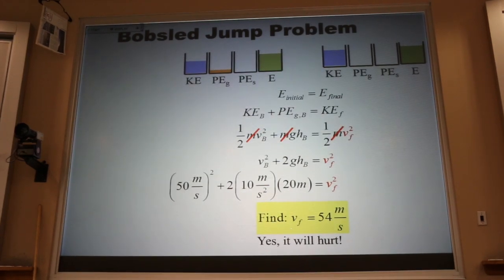Now, I assume that everyone watched Disney's classic movie, Cool Runnings, so that you know why I'm using the Jamaican team. Jamaica's got a bobsled team. Any questions on that problem?